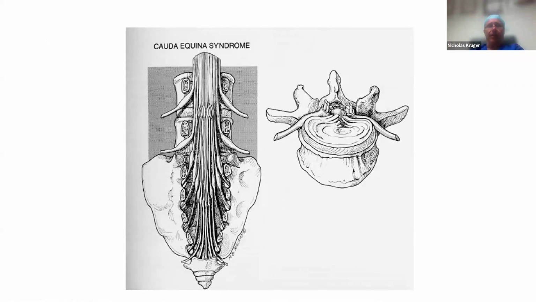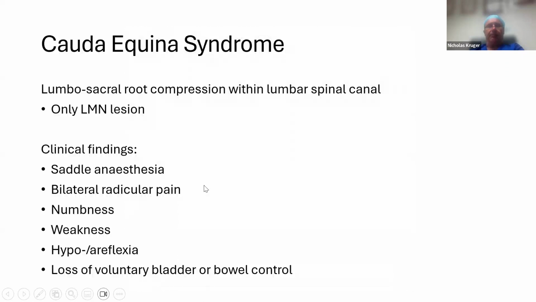Okay, you know, the cauda equina syndrome. That's usually a large central disc prolapse catching your roots of the bladder. Yeah, that's not really a cord injury though.